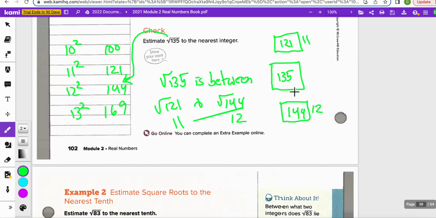Now, is 135 closer to 144 or is it closer to 121? Well, let's see here. 121 is 14 spots away from 135, and 144 is 9 spots away. So I would say its nearest integer is 12 because 135 is closer to 144. So it's going to be closer to this 12 number. Okay.